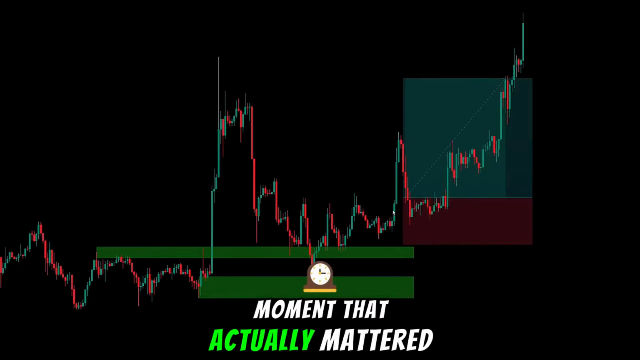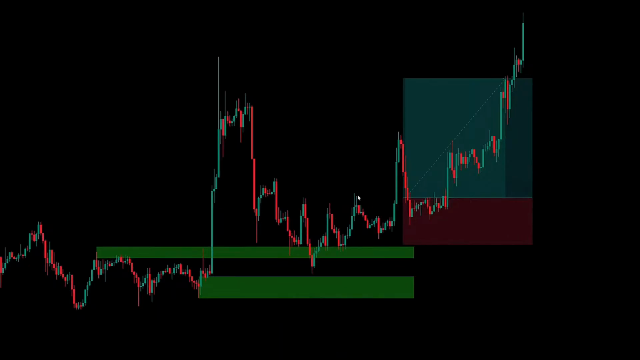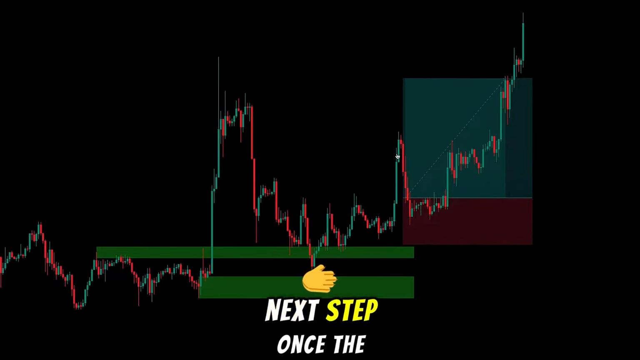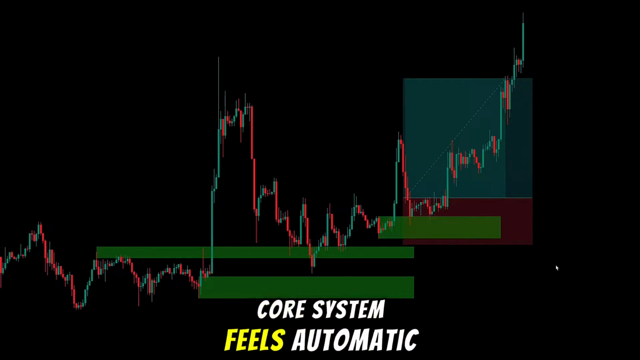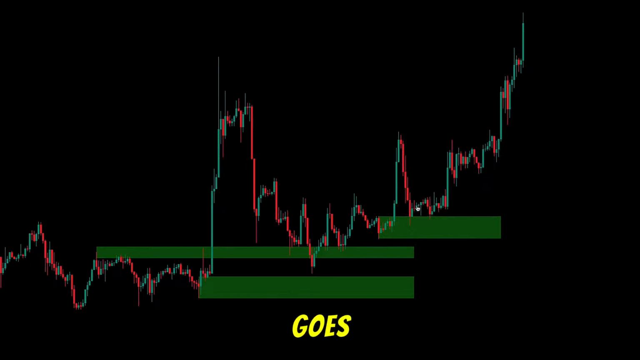Anchoring it to the moment that actually mattered often gives you a cleaner line for that particular move. Don't reach for this on day one. Master the session VWAP first, but it's a natural next step once the core system feels automatic. Sizing and where the stop actually goes.